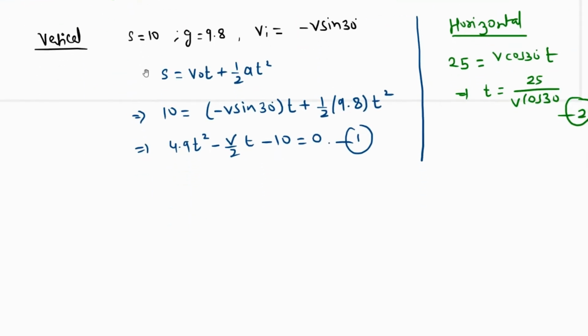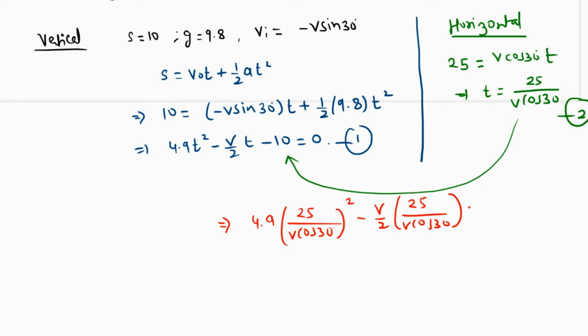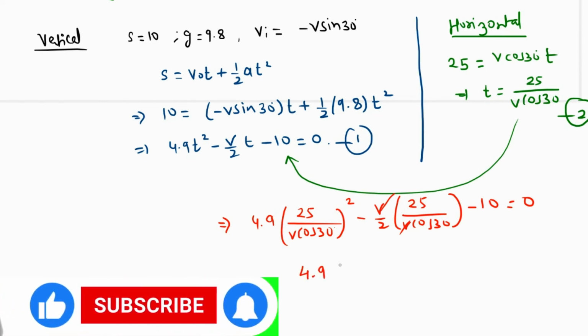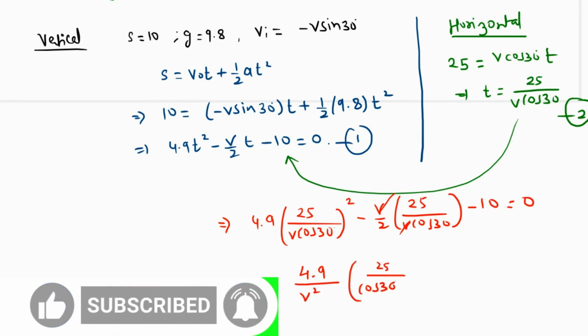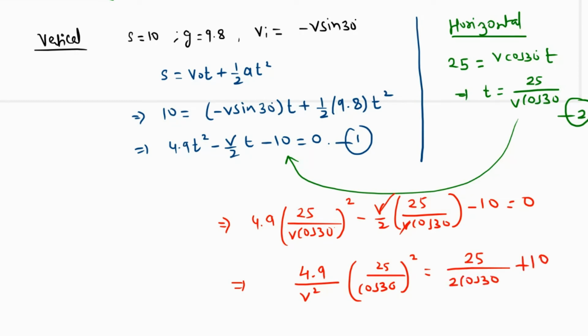So what we are going to do is substitute the value of t from here to here to get the equation in terms of v only. So that's 4.9 times 25 over v cosine of 30 whole square, minus v over 2 times 25 over v cosine of 30, minus 10 is equal to 0. So this v and v is cancelled. Let's rearrange this. So 4.9 over v square times 25 over cosine of 30 whole square. Let's bring these two terms over to the right. So we are left with 25 over 2 cosine of 30 plus 10.